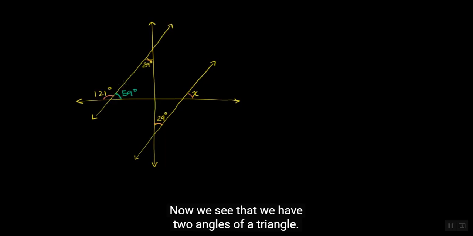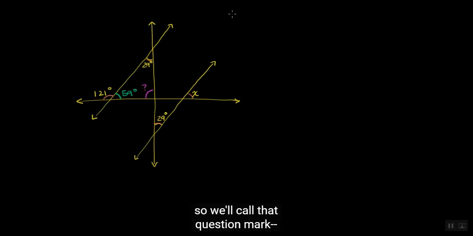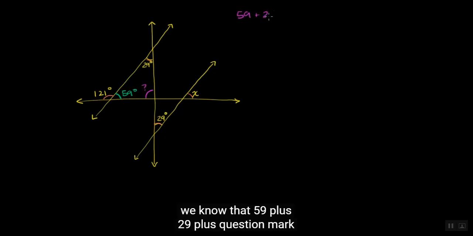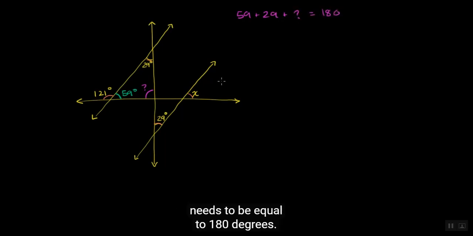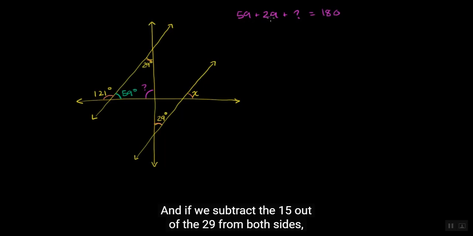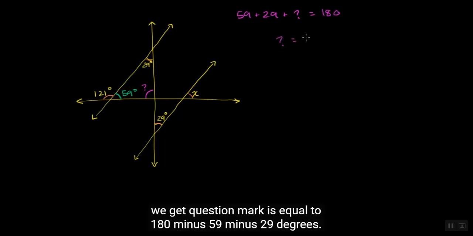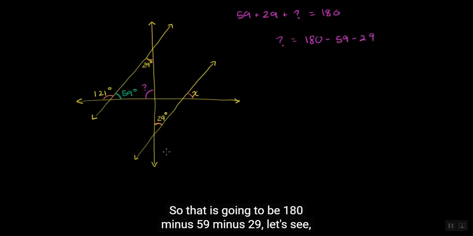Now we see that we have two angles of a triangle. If you have two angles of a triangle, you can figure out the third angle because they need to add up to 180. Or you could say that this angle right over here, we'll call that question mark, we know that 59 plus 29 plus question mark needs to be equal to 180 degrees. And if we subtract the 59 and the 29 from both sides, we get question mark is equal to 180 minus 59 minus 29 degrees.